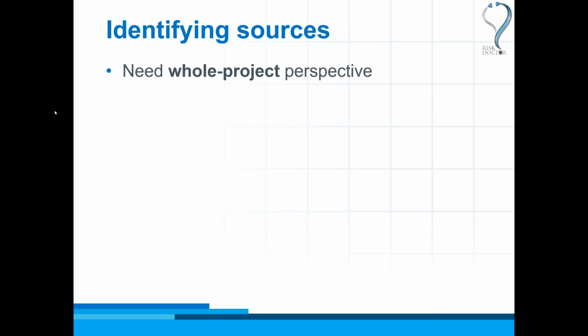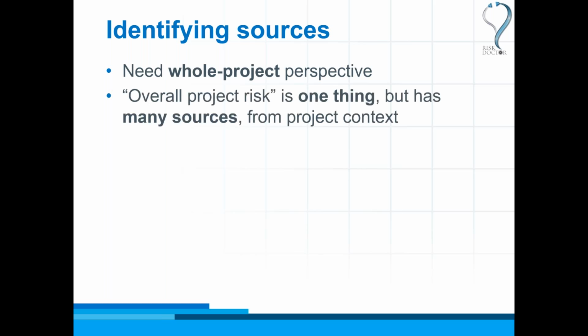For this, we need to take a whole project perspective. We need to think about the project as a whole. The question is, how risky is the project as a whole? What is the effect of uncertainty on the whole project? What are the possible variations in outcome for the whole project? So we're not working through individual tasks and activities or work packages. We're thinking about the project as a whole.